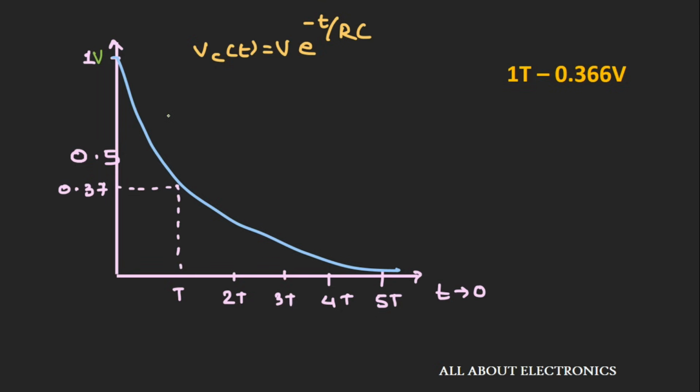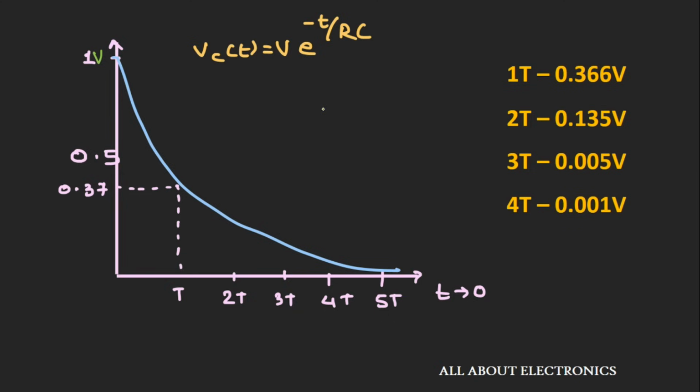Similarly, in this equation, if we put the value of t as 2T, 3T, 4T and 5T, then you will get the corresponding voltages across the capacitor. And as you can see here, after 5 time constants, the capacitor will get almost fully discharged. So we can say that the capacitor will get fully discharged in approximately 5 time constants. Suppose in your circuit you want your capacitor to get discharged in some particular time, then by choosing the values of R and C, you can decide this discharging time.